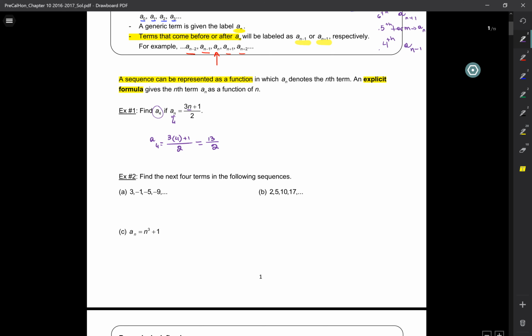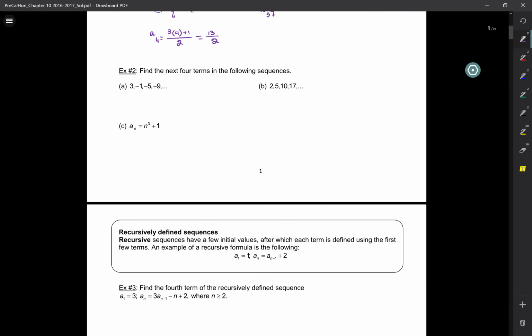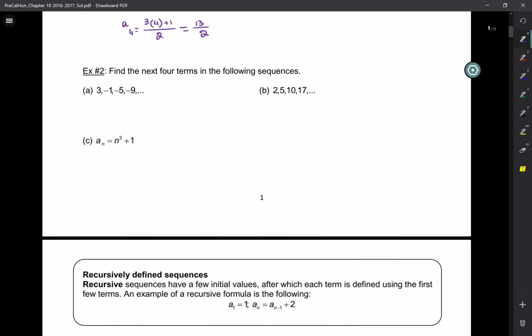Now, how would you find, let's say, the 57th term? A57. Well, you would just plug 57 into the formula for n. Okay? All right.